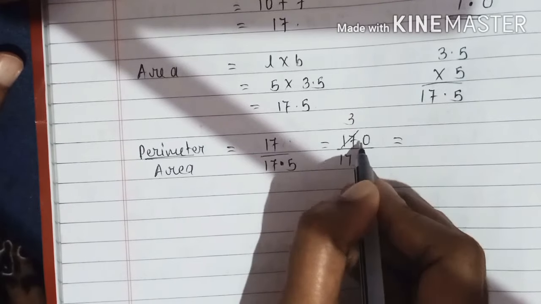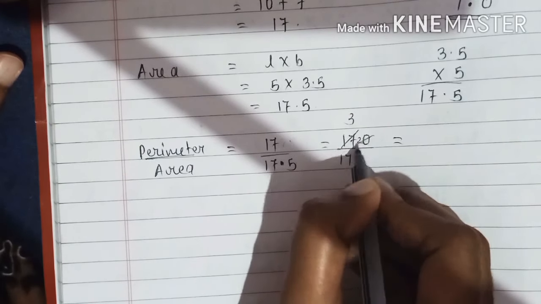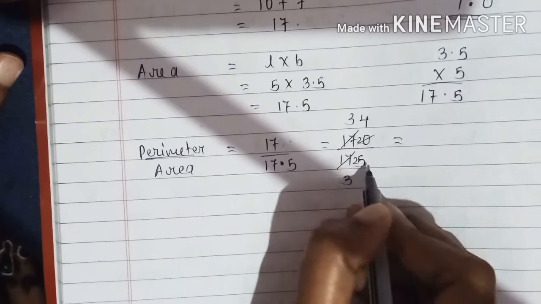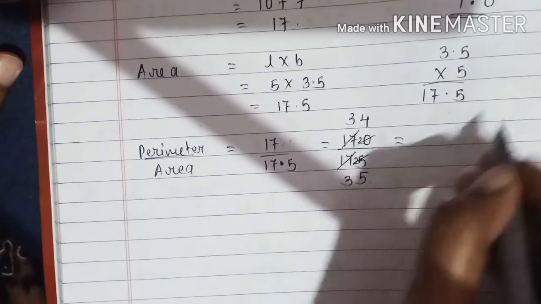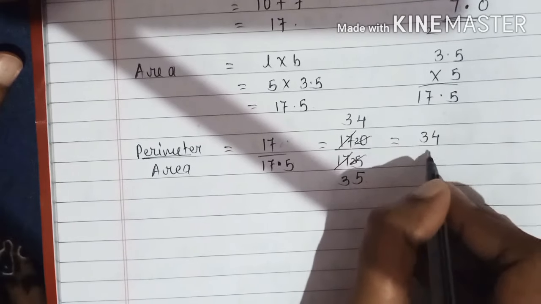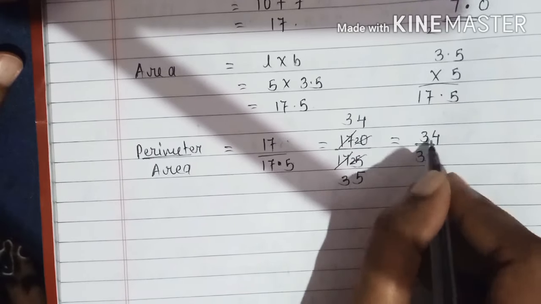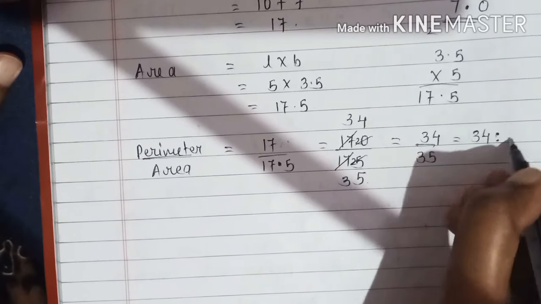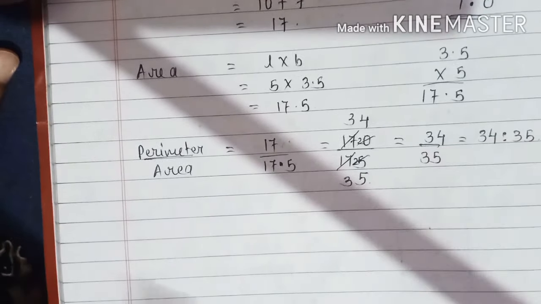5 3s are 15. 2 will be left. 5 4s are 20. 5 3s are 15. Again 2 will be left. 5 5s are 25. So here we will get 34 upon 35. This will not get cancelled by any other number. So the final answer will be 34 is to 35.